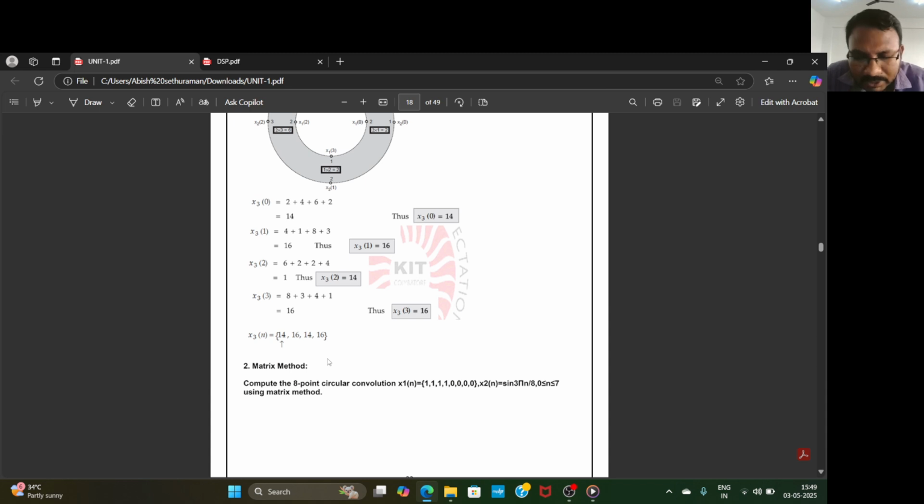This is the first method, the graphical method or concentric circle method. In a similar fashion we will solve the remaining methods also. The second one is the matrix method.